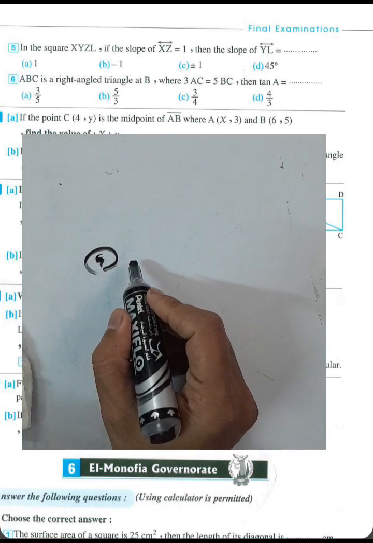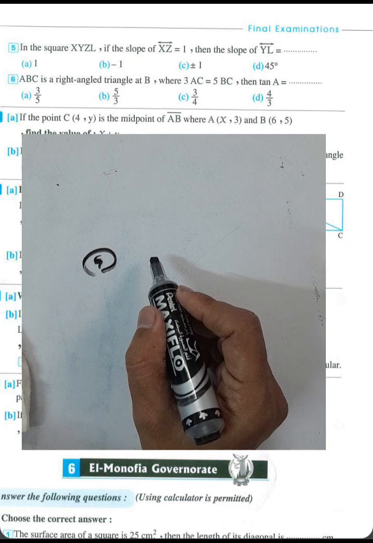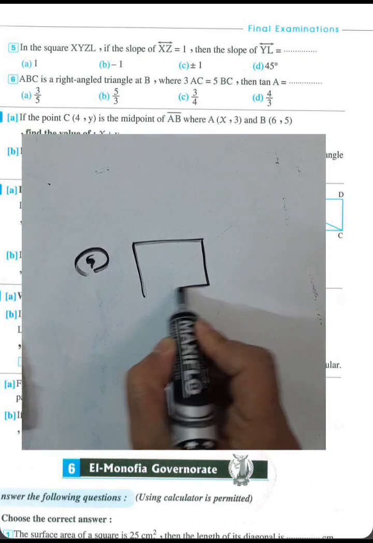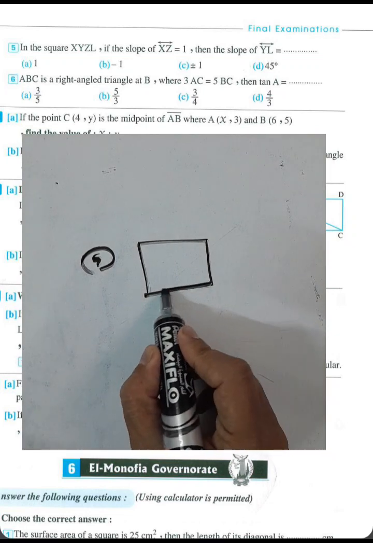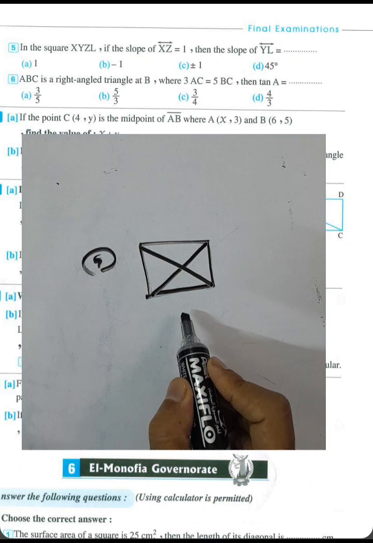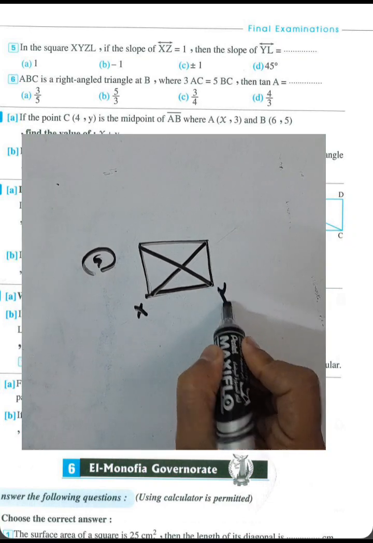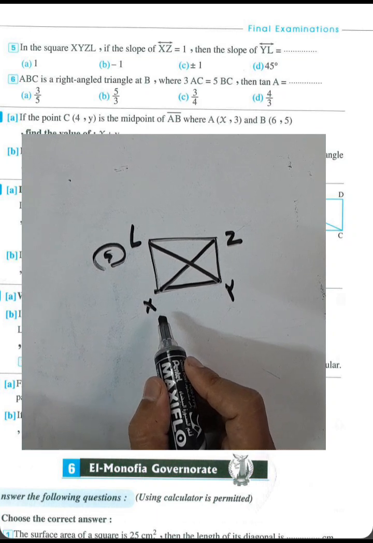In the square XYZL, if the slope of XZ equals 1, then the slope of YL equals what? We can draw a square here, and in a square, each two opposite sides are equal in length, and the two diagonals are perpendicular and equal in length. We have X, Y, Z, and L, and we want to find the slope of YL.